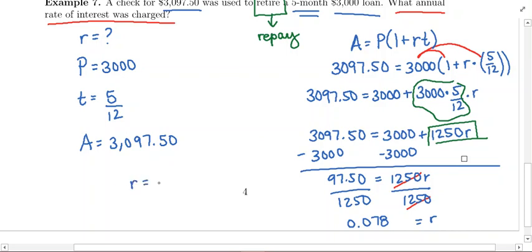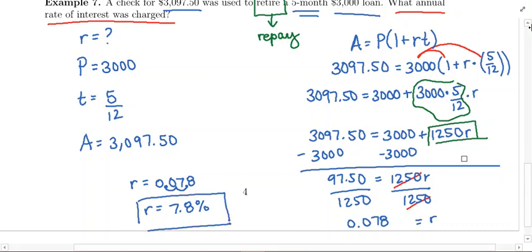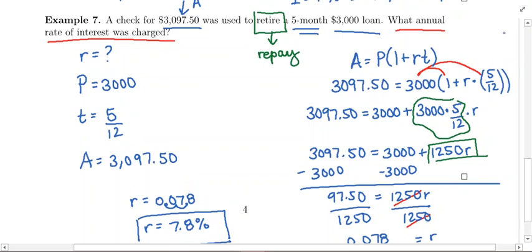I'm going to go over here and write the answer. The interest rate as a decimal is 0.078. But if I take my decimal point and move it 2 places to the right and tack on a percent sign, the interest rate is 7.8%. So that is your answer. Basically, if you borrow $3,000 for 5 months at a 7.8% simple interest rate, then you end up repaying a total of $3,097.50.